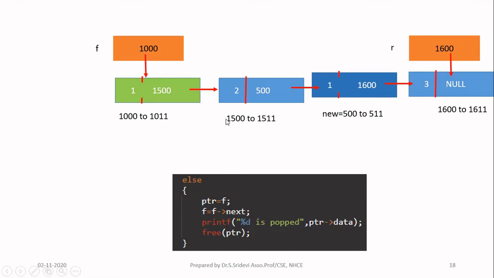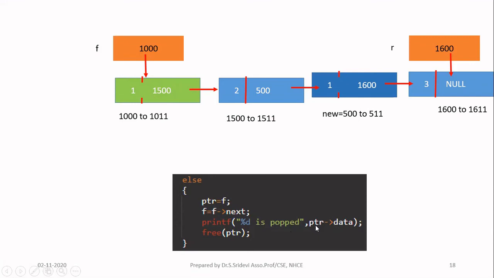So where is this 1500 currently available? It is available in this field. Okay. So this is nothing but F arrow next. So I am writing this value of F arrow next, I am storing it in F. After that, I am displaying the popped data to the user. That is nothing but this data I am going to delete. So this I am writing now PTR arrow data.